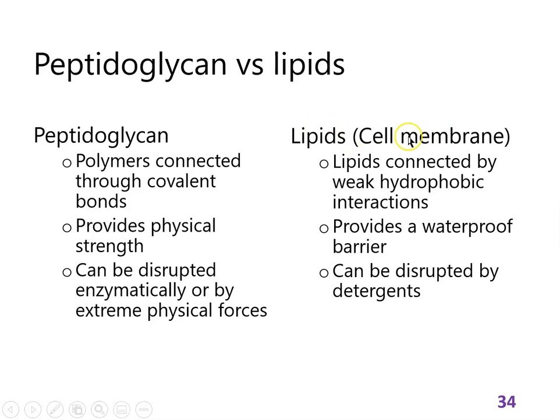Lipids are what make up the cell membrane. Peptidoglycan is strong. We can think of lipids as weakly connected to each other, but they make a waterproof layer. You can dissolve them using detergents. None of that is true about peptidoglycan. Peptidoglycan is connected through covalent bonds, and it's physically strong. To disrupt it, you have to use an enzyme or an extreme physical force.